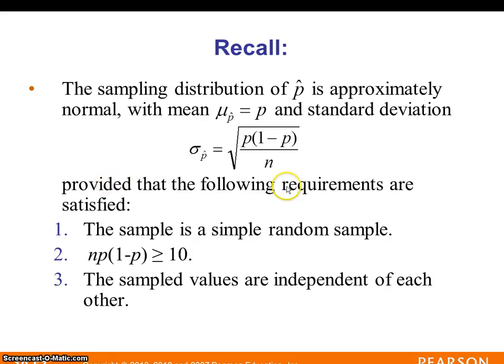And remember that this is only true if the following conditions are satisfied. The sample has to be random, n times p times 1 minus p has to be greater than 10, and the sample values are independent of each other. If these conditions are not true, then this information may not be true either. In most cases, you can assume that the conditions are satisfied, but you might want to verify those, especially if the problem asks you to do so.